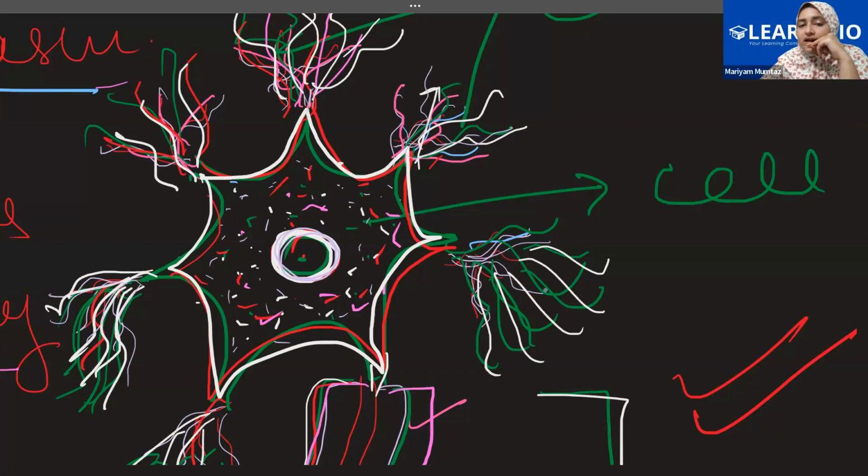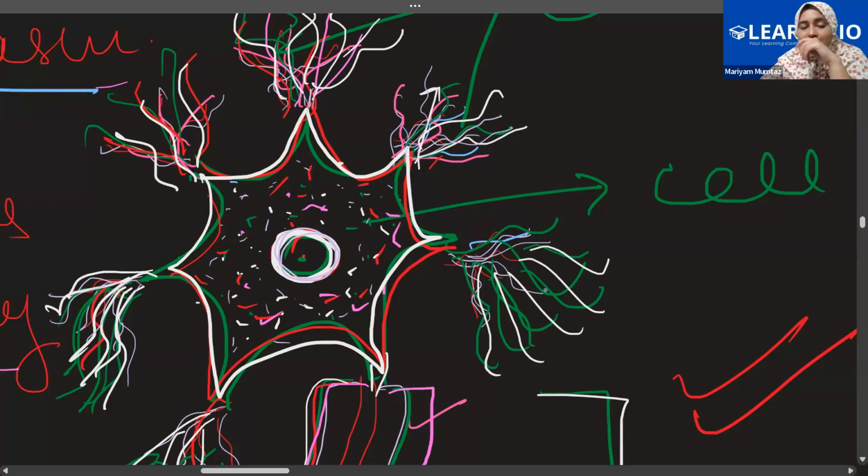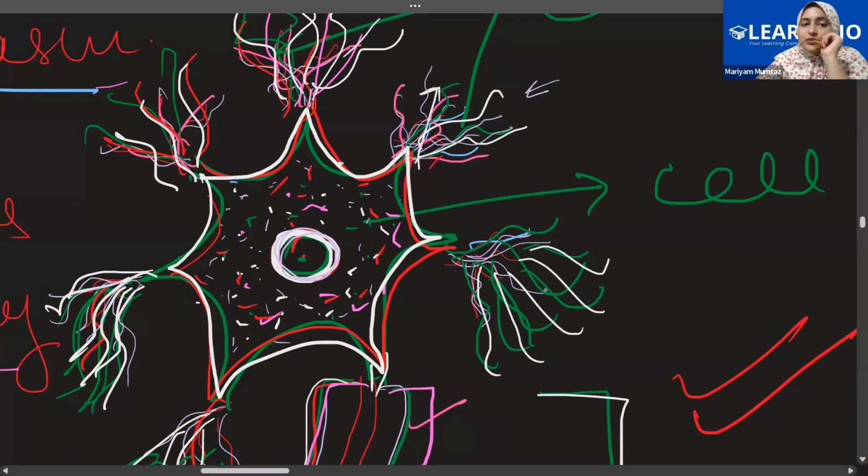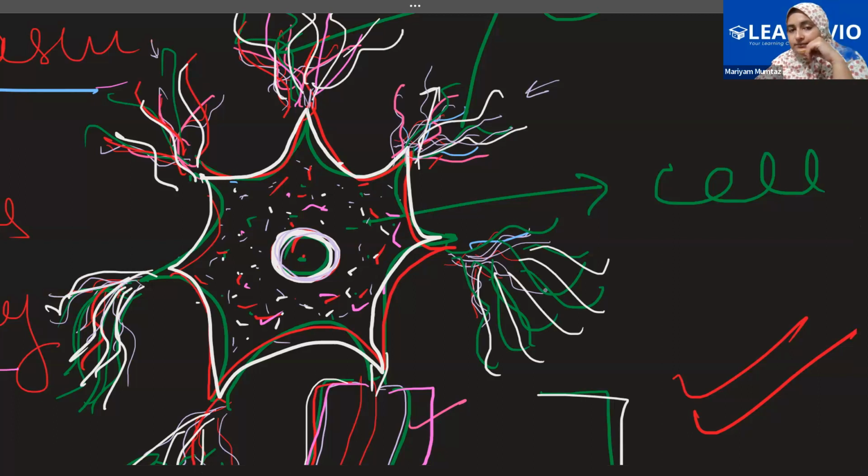So, what these dendrites do, these are the branch-like structures, and they gather the impulses from different surroundings. So, like this will bring the impulses, this will bring the impulses, and it will collect all of the impulses and bring it to the cell body. So that is the function of the dendrites.